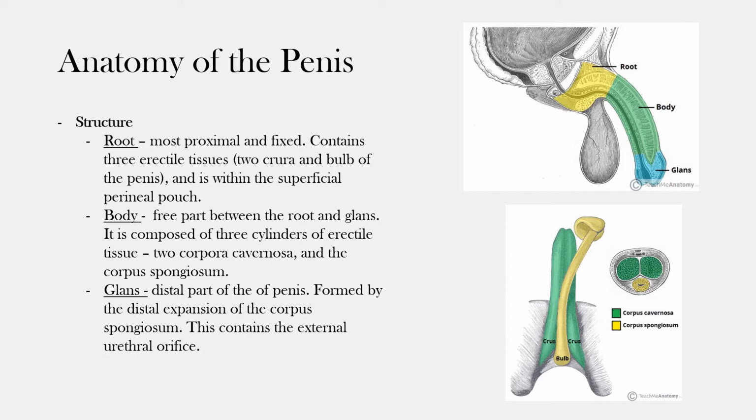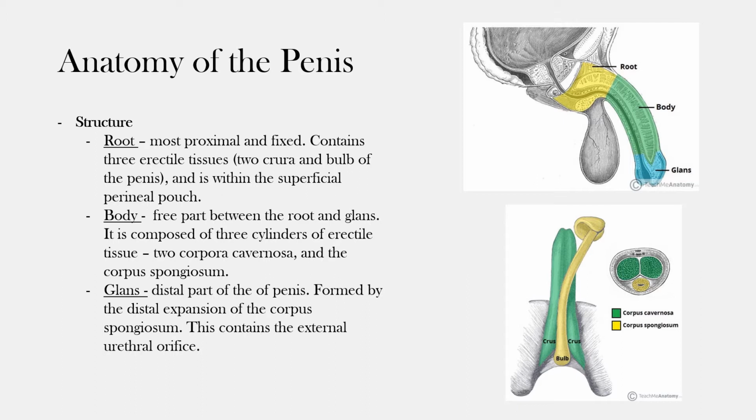The urethra of the penis is within the corpus spongiosum. Now you can see that in both the top and the bottom pictures. The urethra is central within the corpus spongiosum.